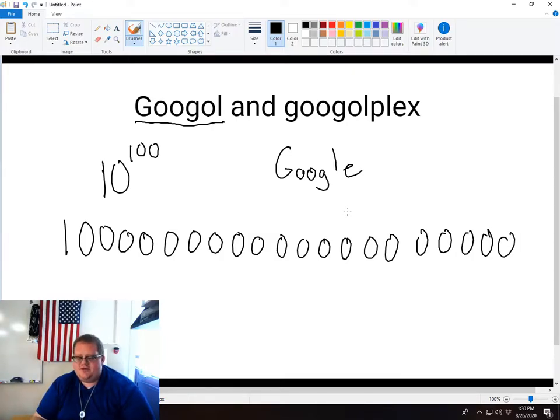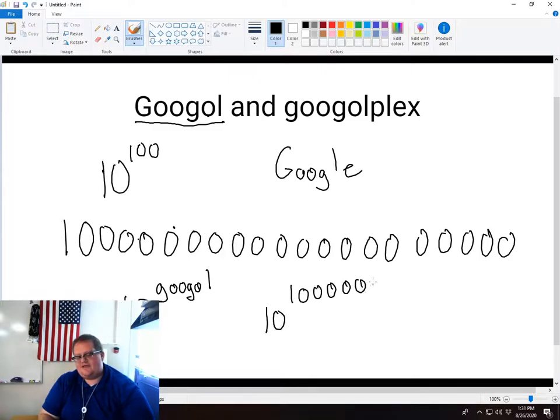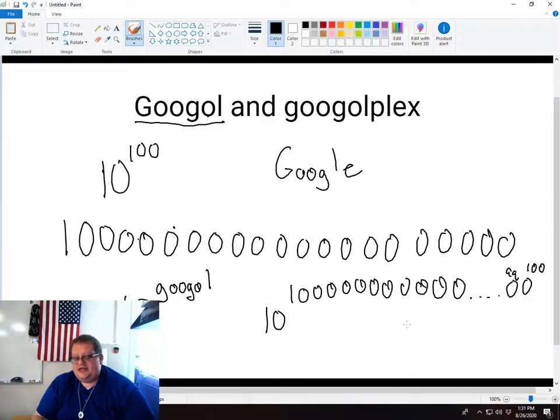But there's another number that's bigger than a googol, and that number is called a googolplex. A googolplex is 10 to the googol power. So that would be a 10, and then for the exponent, I would have to write 100 zeros. On and on and on until I get to 100. There's maybe the 99th zero, and there's the 100 zeros. So that's a big number to write in scientific notation.